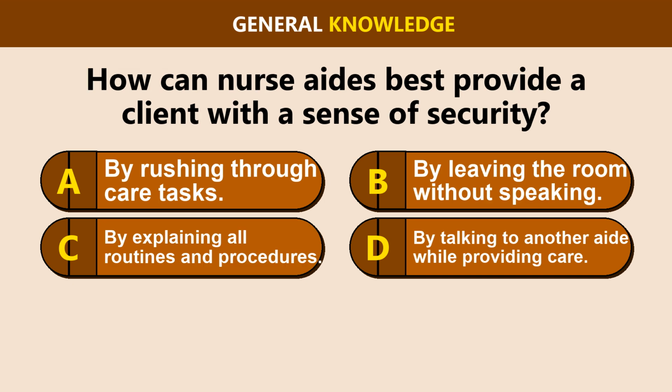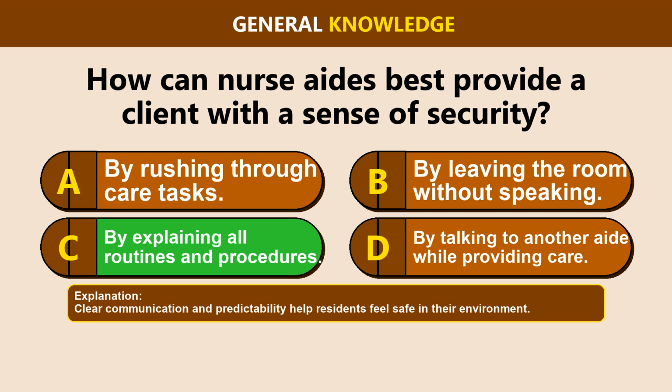Question 29. How can nurse aides best provide a client with a sense of security? Option A, by rushing through care tasks. Option B, by leaving the room without speaking. Option C, by explaining all routines and procedures. Option D, by talking to another aide while providing care. The correct answer is option C, by explaining all routines and procedures. Clear communication and predictability help residents feel safe in their environment.